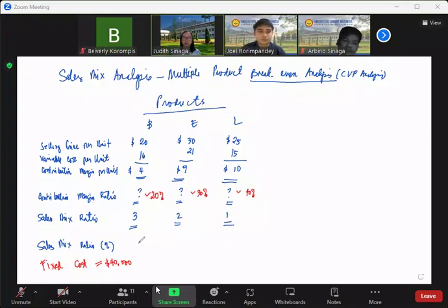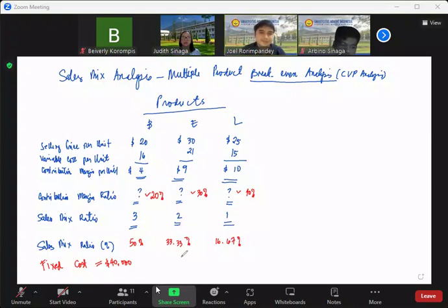How about the percentage of the sales mix ratio? You have here 50%, 33 point, and 16.67, rounded to 17%.